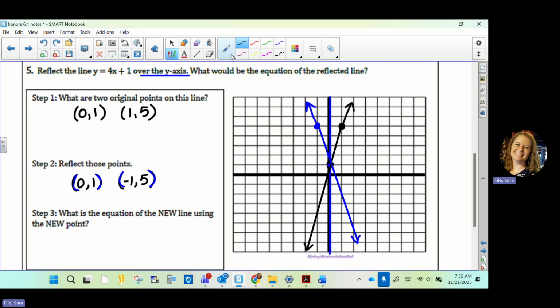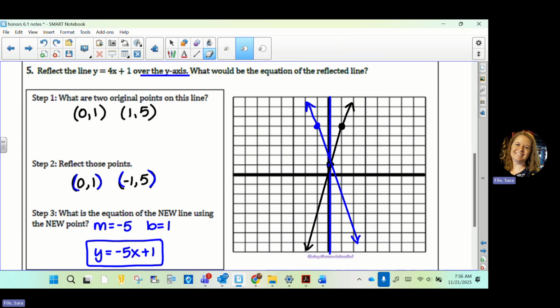Then they want the equation of that line. So it's got a y-intercept still at 1, so b is still 1, and now my slope is -5. So if my slope is -5, my y-intercept is 1, my equation would be -5x plus 1. Or actually, 1, 2, 3, that's 4, not 5, that's my bad. I miscounted there. That slope is -4.